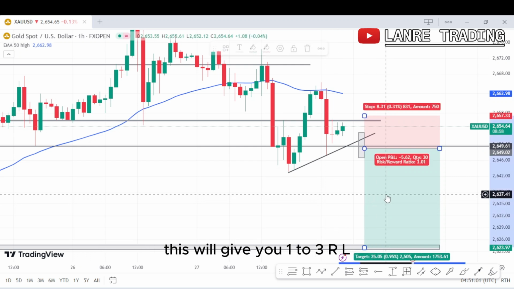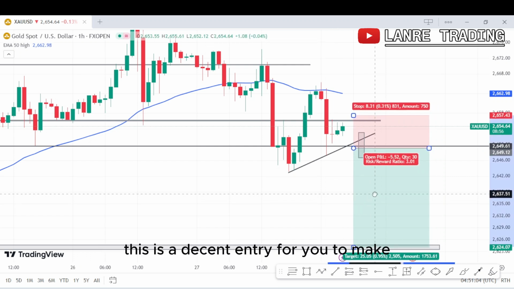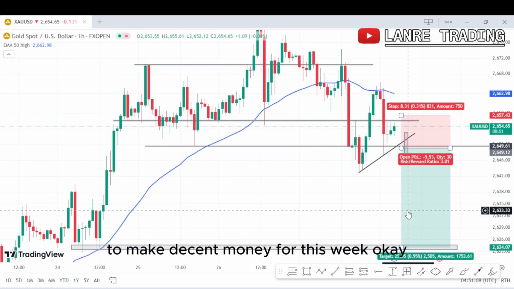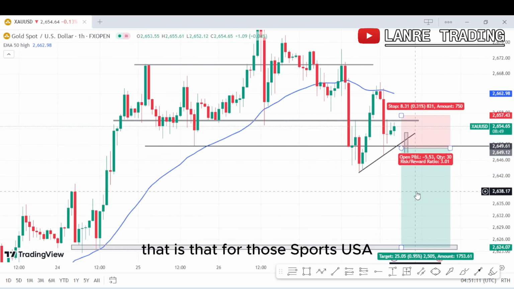Okay, this will give you 1 to 3 RR. This is a decent entry for you to make decent money for this week. Okay, that is that for those spot USD.